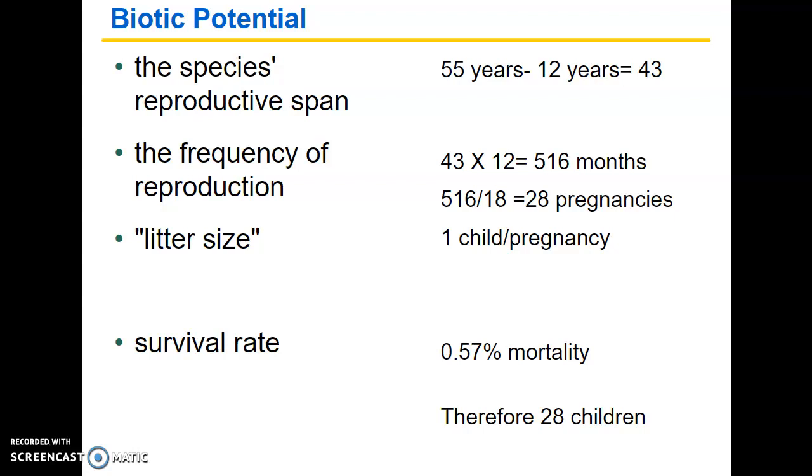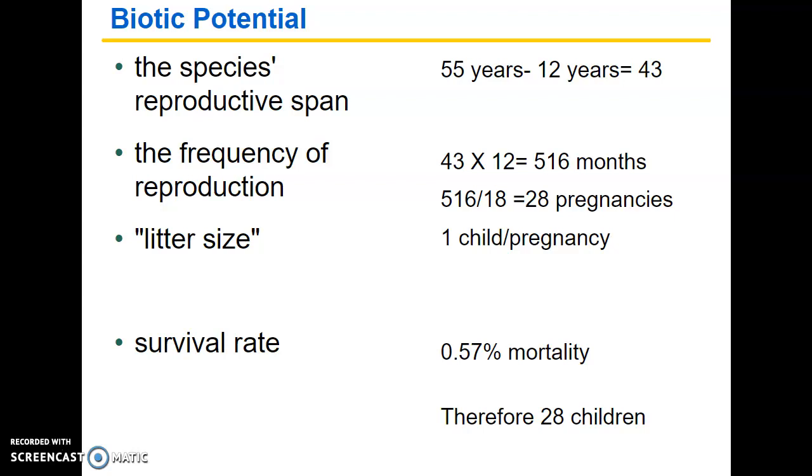The other thing that plays into the biotic potential factor is the frequency of reproduction. I've averaged it out: that 43 years is 516 months, and maybe you're only pregnant every 18 months. Realistically, if you're a new mother, you're nursing and all those kinds of things. I don't remember exactly why I chose 18 months, but definitely 9 months is not realistic because of nursing, and nursing can go on for a couple of years, so it could be even longer, to be honest.